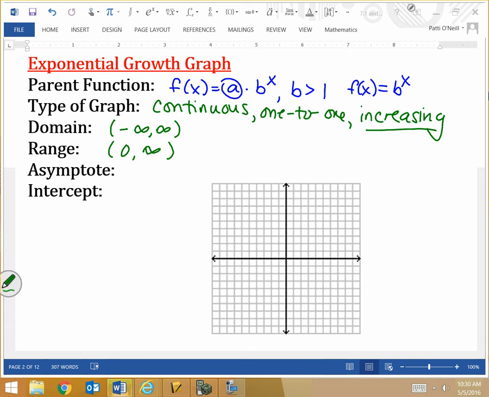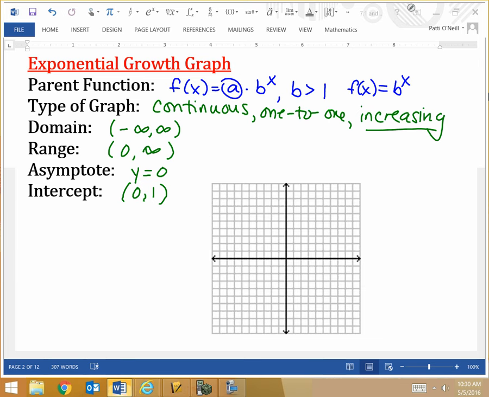We have what's called an asymptote, and an asymptote is a line that's not part of the graph, but it could be vertical, horizontal, or on a diagonal, that the graph is going to run along. So we call this asymptote y equals 0 in this case, and I'll show you where that is. And then we have one intercept, and it's a y-intercept. That's going to go through the point (0, 1). So every exponential growth function goes through the point (0, 1).